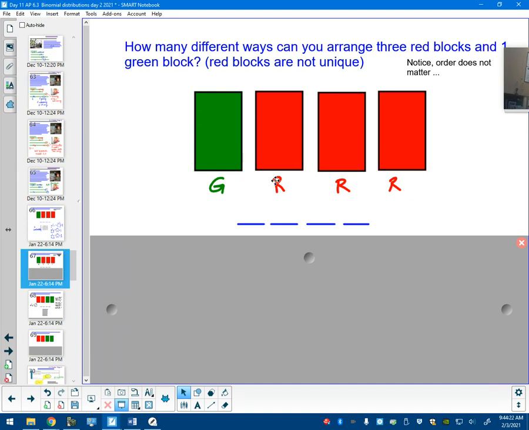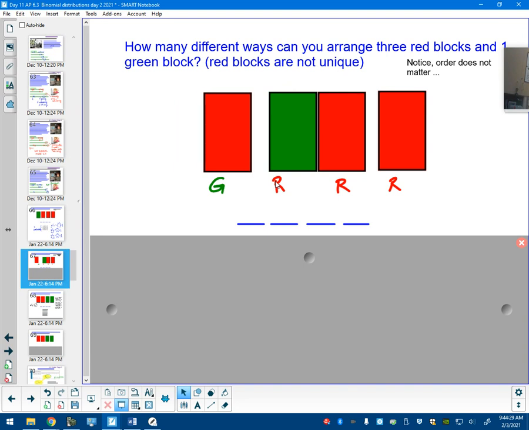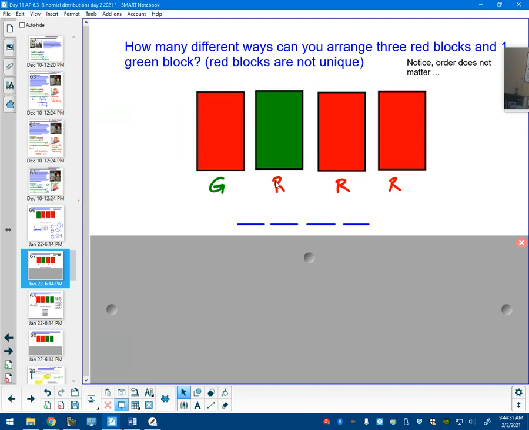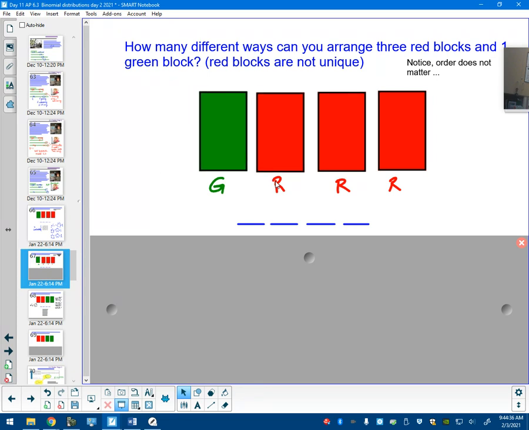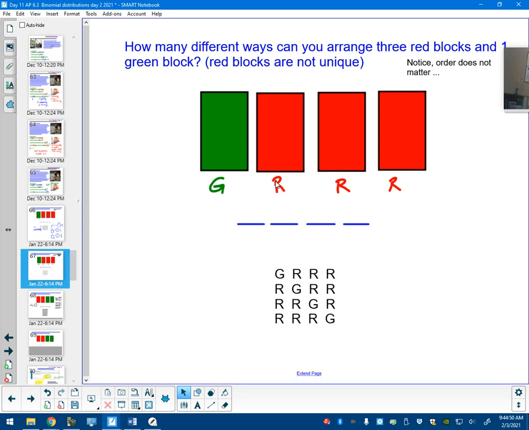Okay, so we have 1 green and 3 reds. How many different ways can I arrange those if I wanted to mix them up? Like I could do this. So I know it's at least 2. So how many ways are there total? Anybody want to tell me the answer to that? Yep, there's 4. Because you can move that green one. That's all you can do. There are 4 different orders for that. We call that a combination.